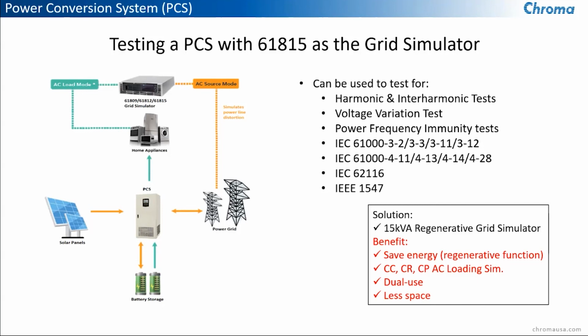The regenerative grid simulator can simulate these various power line disturbances that the PCS may encounter, including harmonic and interharmonic tests, voltage variation tests, and power frequency immunity tests. Again, it can act as a load when testing its ability to supply power to the loads, such as common household appliances, or it can act as the grid, both taking power and giving power back to the grid when necessary.